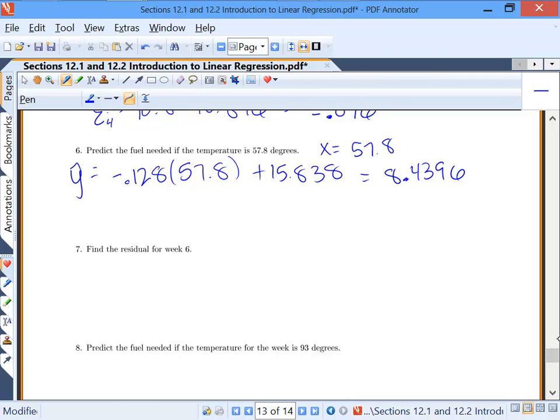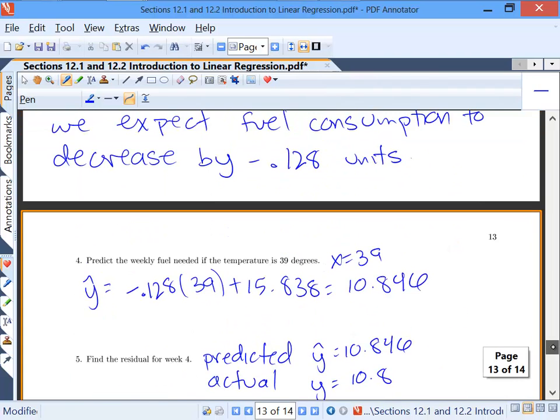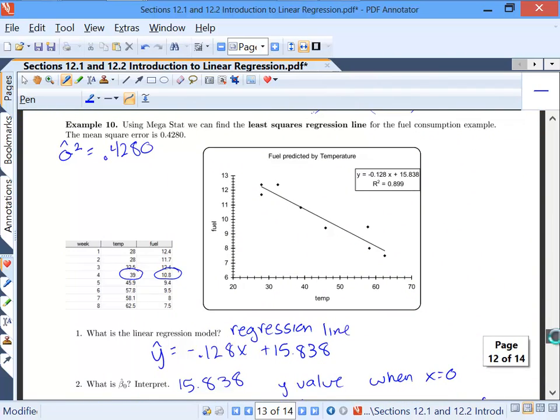And then I've asked you to find the residual for week 6. So, flip back to your previous page. What was our x value for week 6? For week 6, our temperature x value is 57.8, and our observed fuel is 9.5.